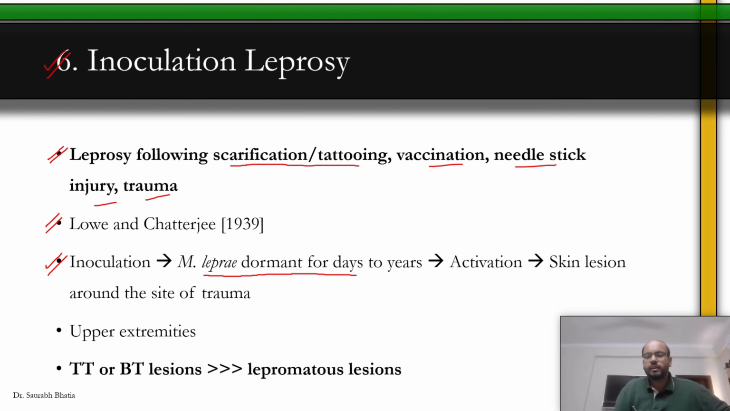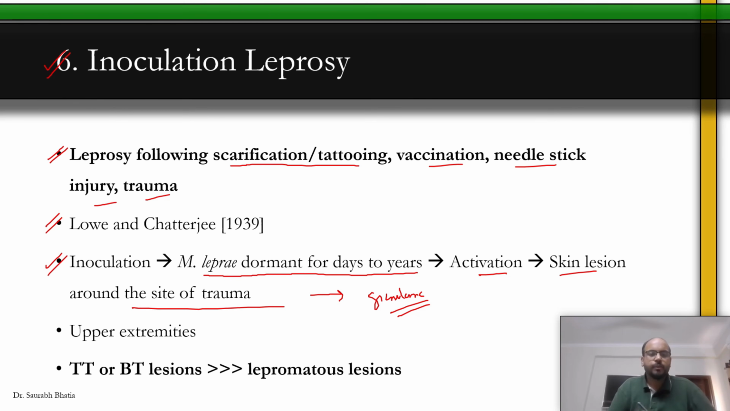Inoculation of M. leprae in the skin happens, and M. leprae stays dormant for days to years. It can stay there as it is, not much multiplying, for days to years after inoculation. If it gets activated, we know that there is a complicated play between immunity and leprosy. When the lepra bacilli get activated and start multiplying, you see the development of skin lesions around the site of trauma. And most of the time, you see a granuloma there.